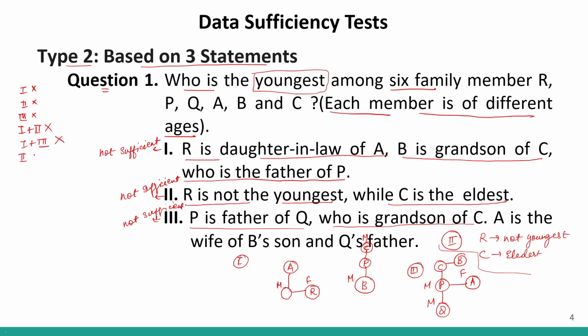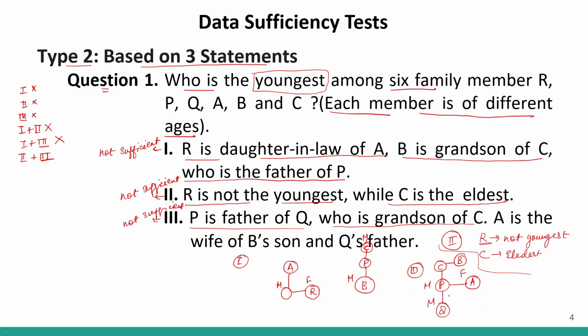Now I combine 2 plus 3. So second statement plus third statement. So this is not given to us. C is the eldest, correct? C is the eldest. That means we do not need to know the gender of C. We do not need to know the gender of B. It is given to us that R is not the youngest. So R can come anywhere, correct? R can come anywhere. We just know that R is not the youngest.